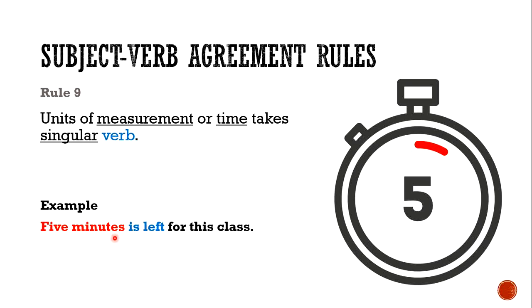Five minutes. You may say that it is a plural number. It doesn't matter in this case. Even if it is singular or plural, we are talking about time. We are following the verb "is". That means we are saying that five minutes is left for this class. We are not saying five minutes are left for this class. That is wrong.